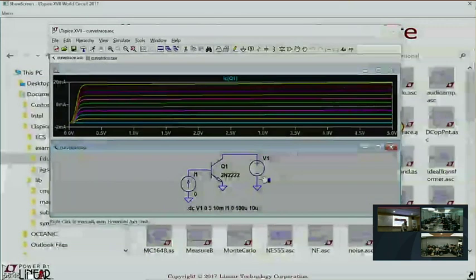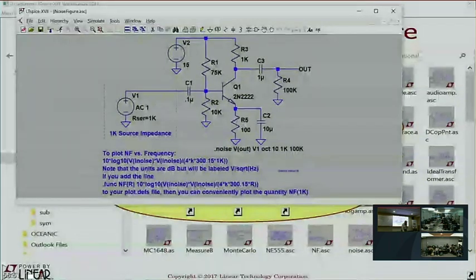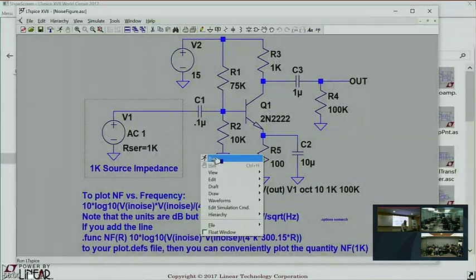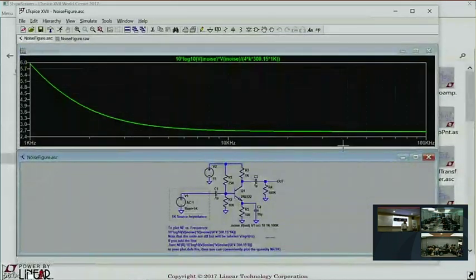There's a simulation called noise figure. It's a very simple transistor amplifier. It shows how to set up a stochastic noise simulation, and there's comments on the schematic that tells you what quantity to plot, so you can plot noise figure versus frequency. That's the point of it.